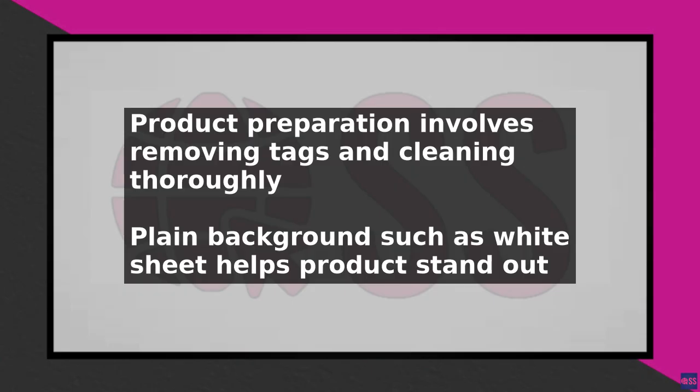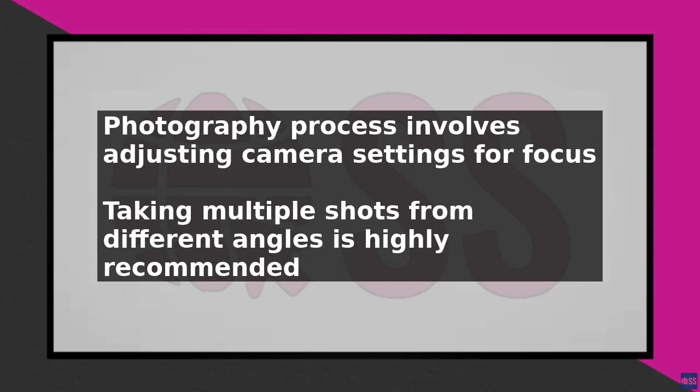Now, let's move on to the photography process. Place your product on the background and position your camera on the tripod. Adjust the camera settings to ensure the product is in focus and the background is blurred. Take multiple shots from different angles, including the front, back, and sides.